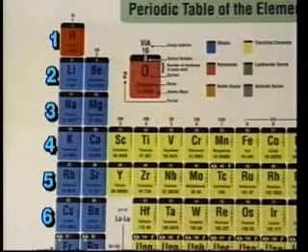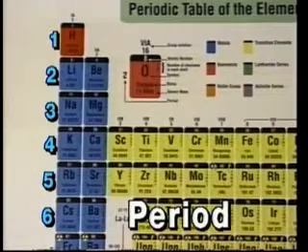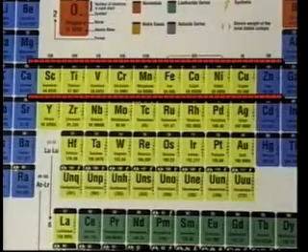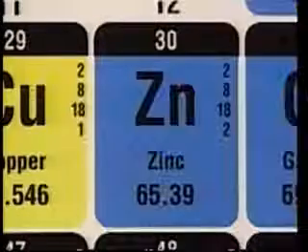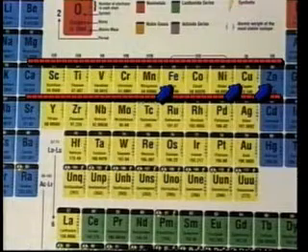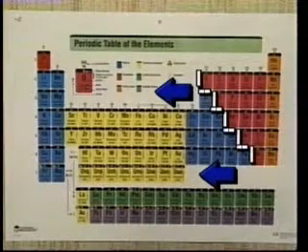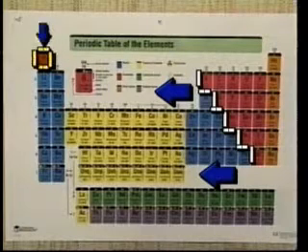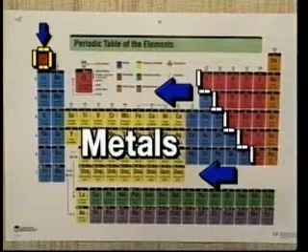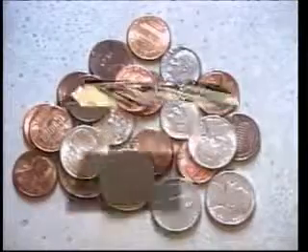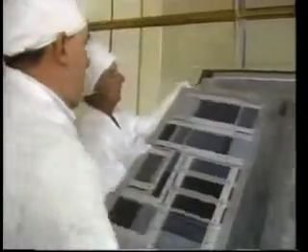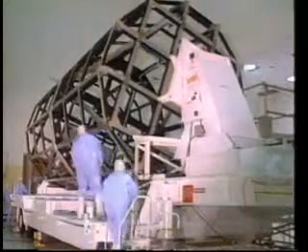Each horizontal row of elements in the table is called a period. Here, for example, we have a period including the elements iron, copper, and zinc. Each is a shiny metal and a good conductor of heat and electricity. To the left of the step-like line in the table, all the elements, with the exception of hydrogen, are metals. Metals like coins, kitchenware, and steel girders are very much a part of the advanced industrialized life that we enjoy.